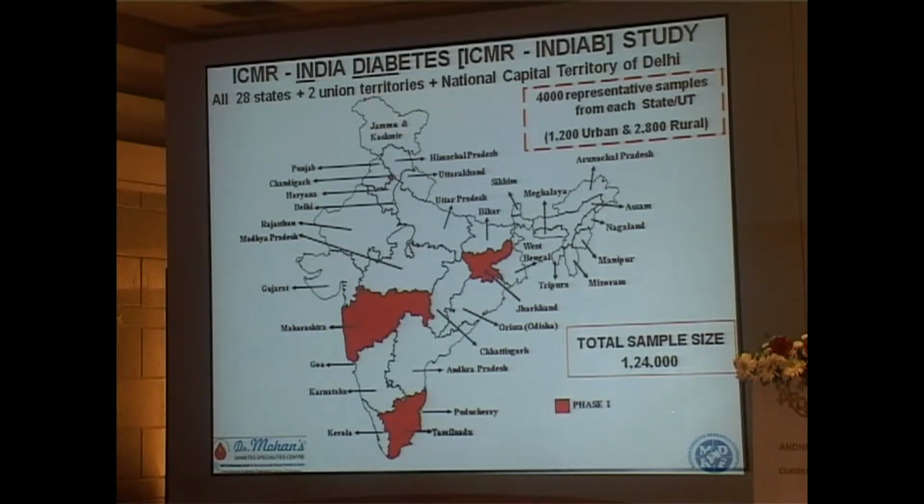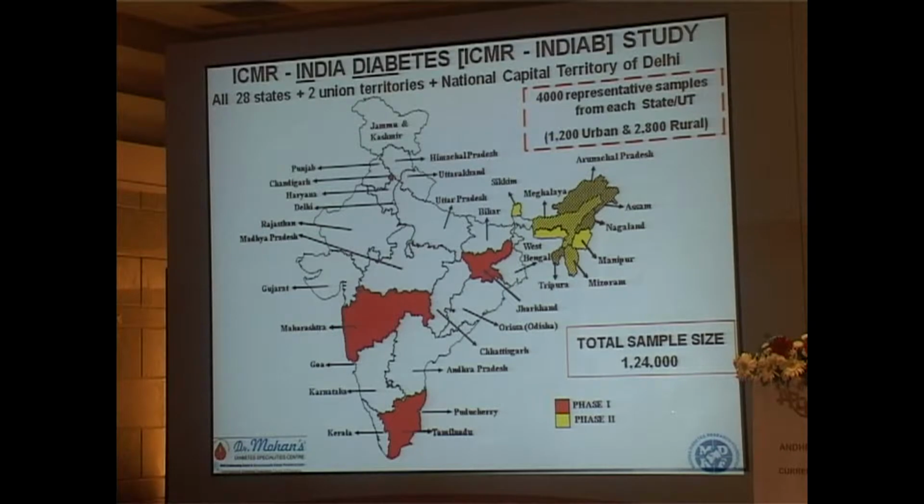We have the first phase, we completed 4 states: Tamil Nadu in the south, Maharashtra in the west, Jharkhand in the east, and Chandigarh in the north. Then we went to the northeast, where about 6 states have been completed, and the last 2 states will be complete in the next 3 to 4 months. It's the first time in India's history that the northeast of India has been studied for anything. People don't even go there. It's very difficult to even get there.